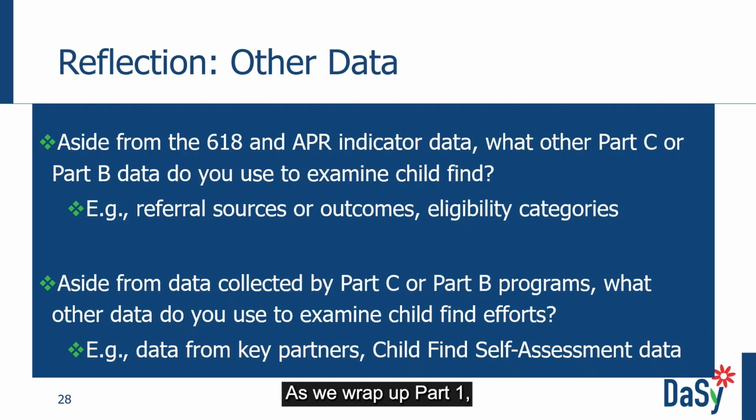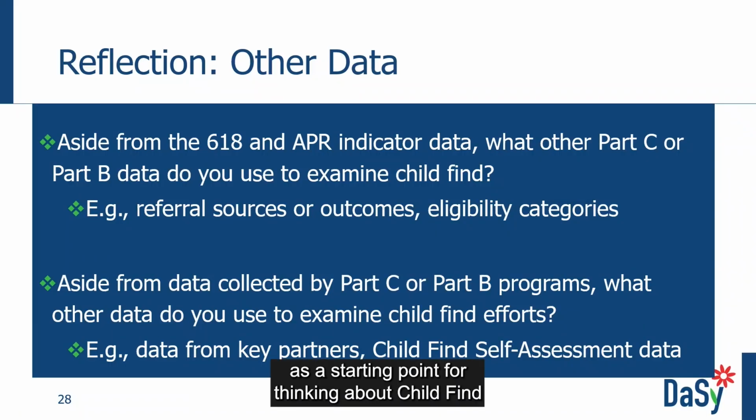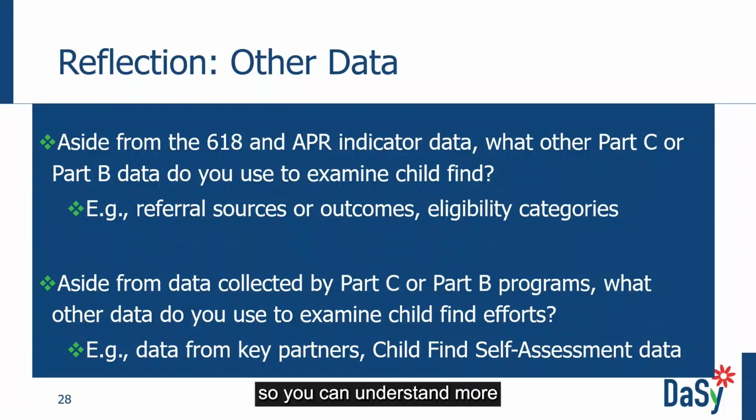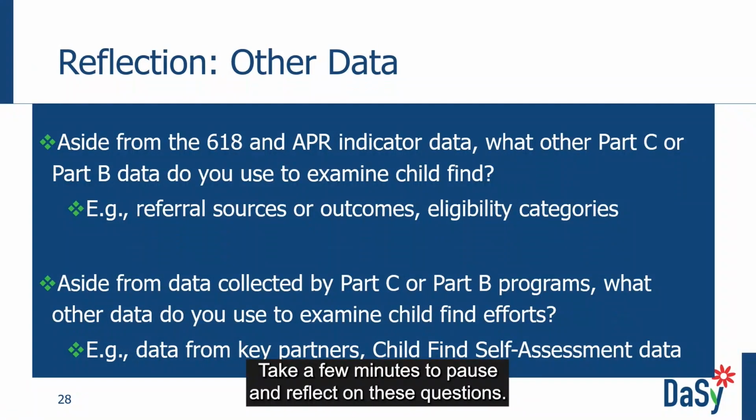As we wrap up Part 1, so far we have looked at 618 and APR data as a starting point for thinking about child find and the partners you might engage in the discussion. Now think about other data you might examine to investigate the story behind the enrollment data so you can understand more about how the child find process is working. Take a few minutes to pause and reflect on these questions.